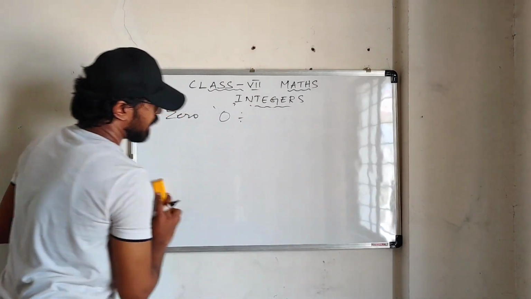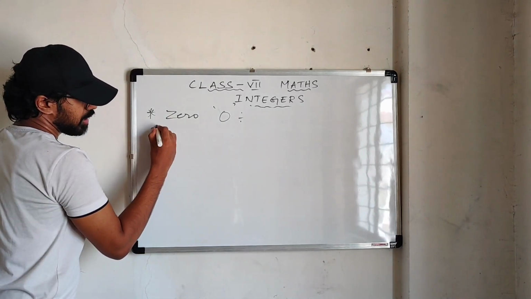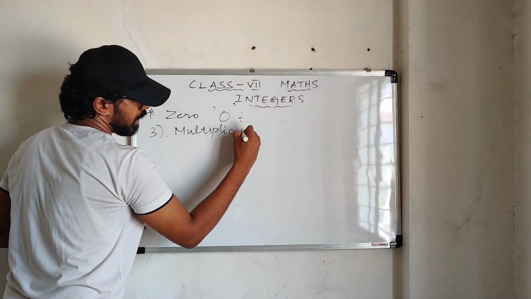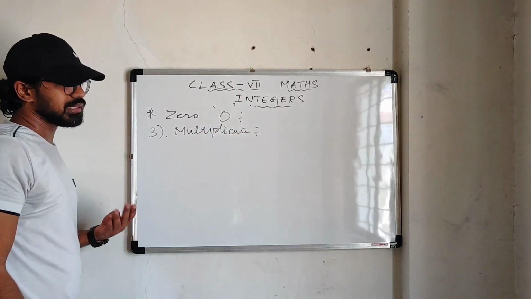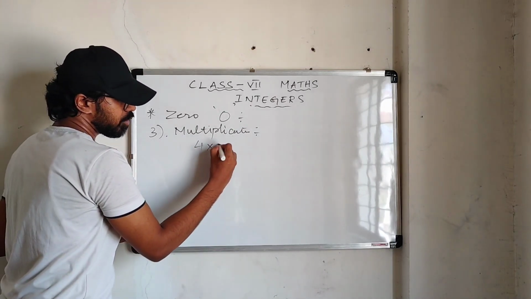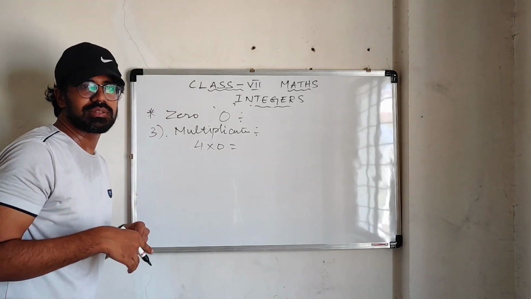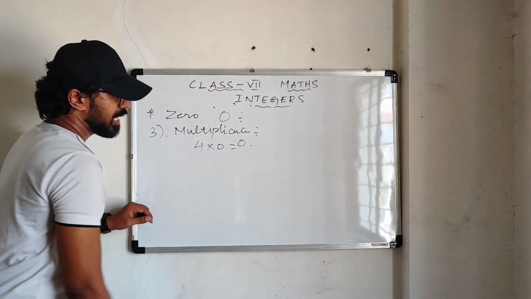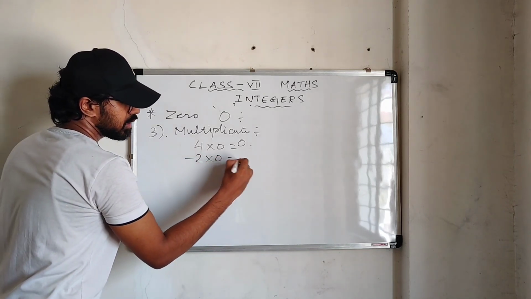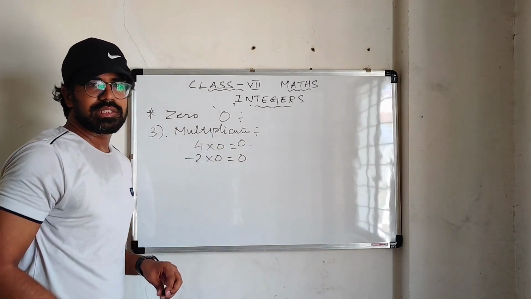What if you multiply an integer with 0? So that is the third one, multiplication. In multiplication, say any integer, say 4. If you take 4 and multiply it with 0, what will you be getting? Any number multiplied with 0 is 0. The same thing goes with any other integer also. Take a negative number, minus 2 multiplied by 0, you will still end up getting 0.